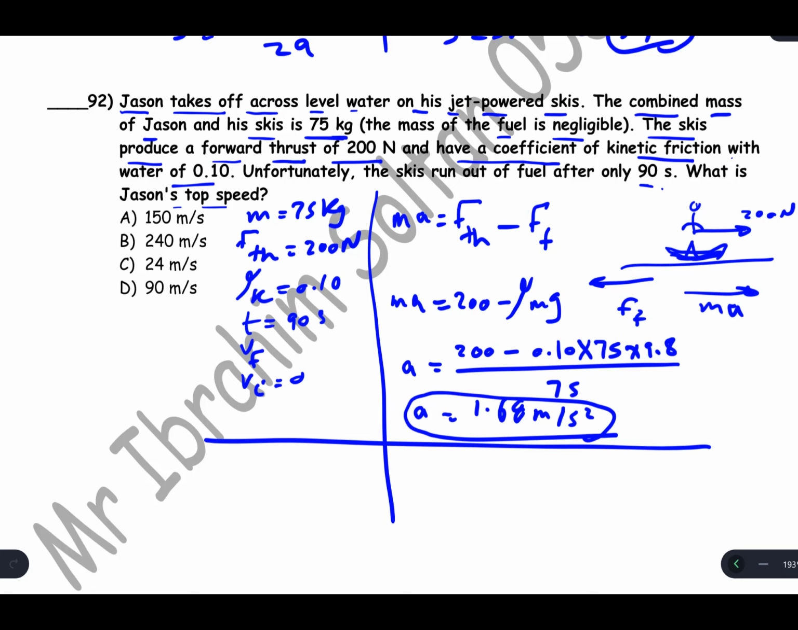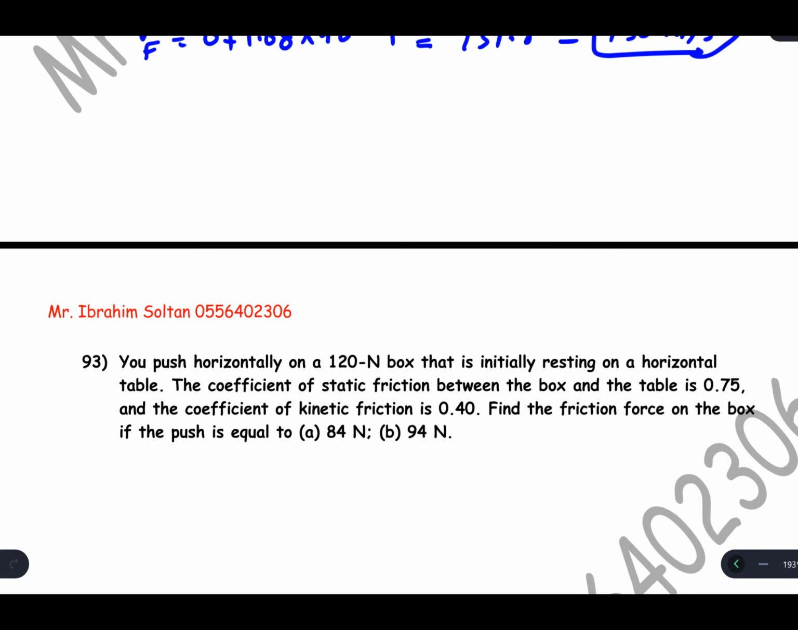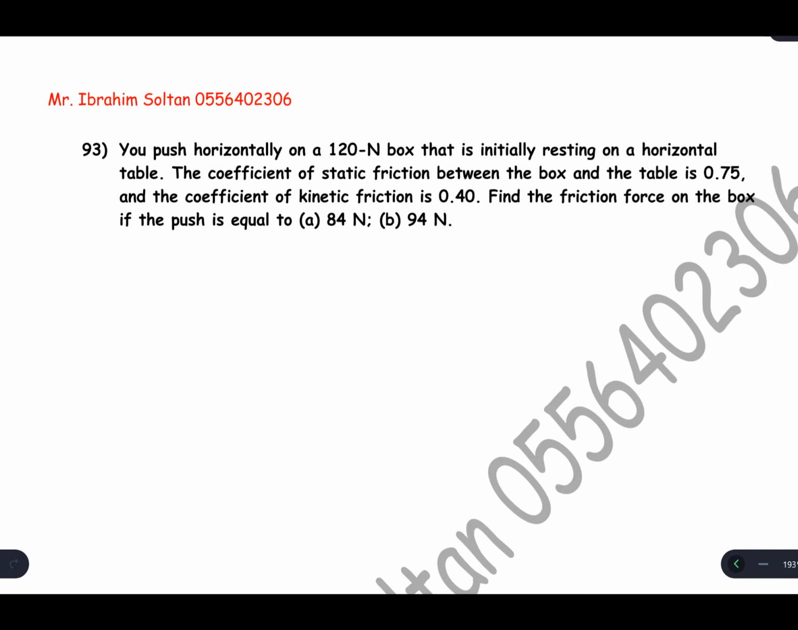Now it is easy to calculate the final velocity. V final equals V initial plus AT. We always use the equation of motion, guys. Don't forget it. V final equals 0 plus 1.68 times T, 90 seconds. So it equals 151.8, approximately 150 meters per second. So we have this speed, yes, letter A. Let's go to the next problem.